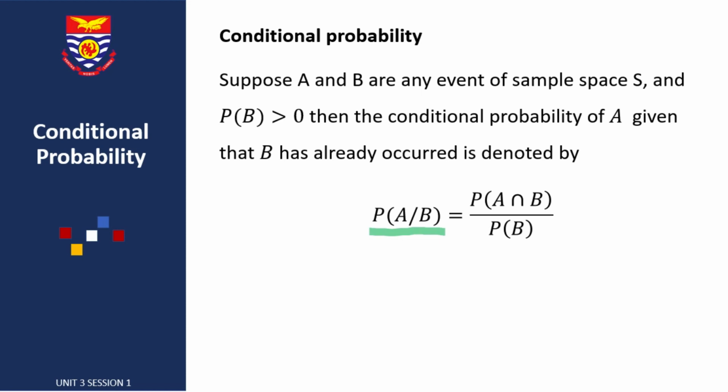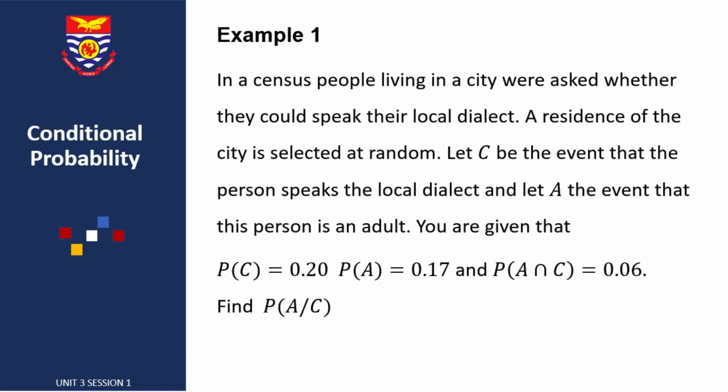Now let's work on a concrete example to get the concept more. Example 1. In a census, people living in a city were asked whether they could speak their local dialect. A resident of the city is selected at random. Let C be the event that the person speaks the local dialect, and let A be the event that this person is an adult. We are given probability of C equals 0.20, probability of A equals 0.17, and probability of A intersection C equals 0.06. We have to find the probability of A given that C has already occurred. Now let's see the solution.